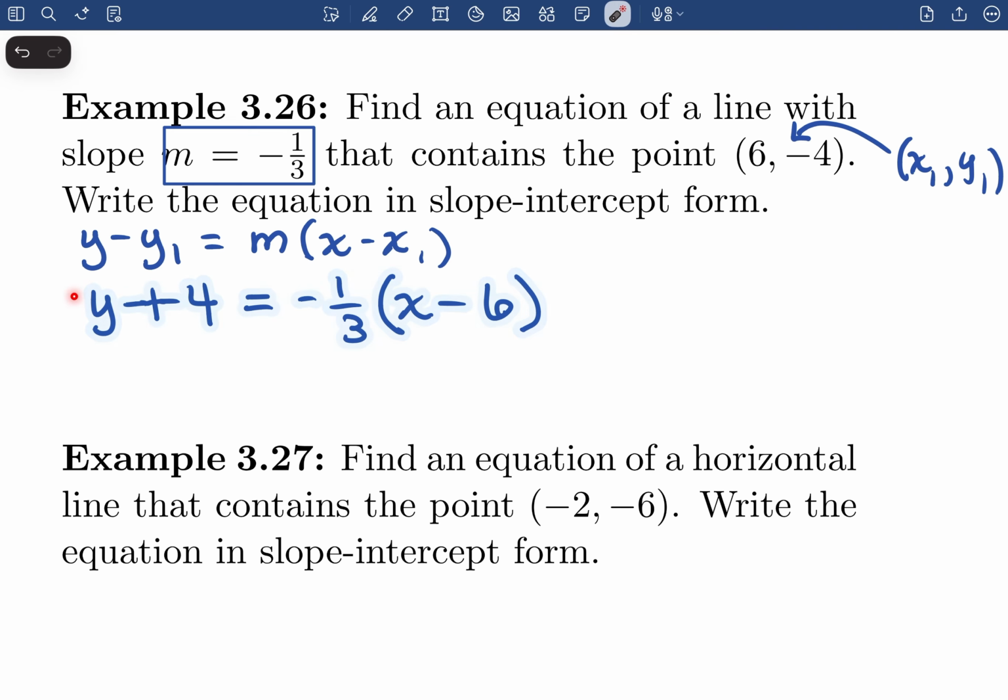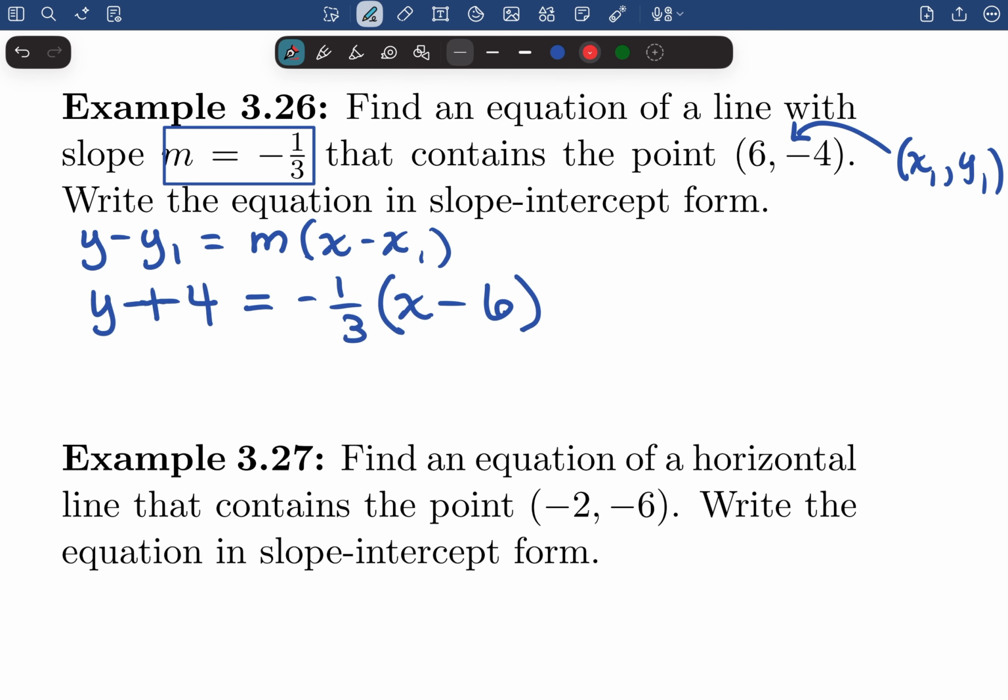We want to get it alone because we want to put it in slope-intercept form. That way we can see the slope and the y-intercept really well. So I'll show you how to do this. First, let's discuss distributing the slope into both of these terms. And now we would also have to subtract 4 from the left to the right. And that will get y alone.